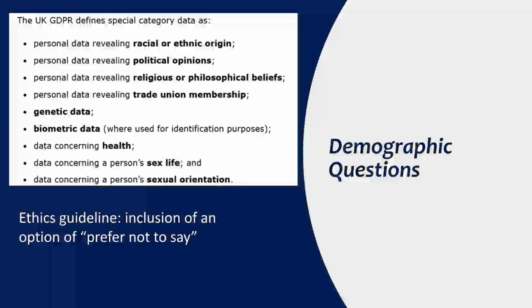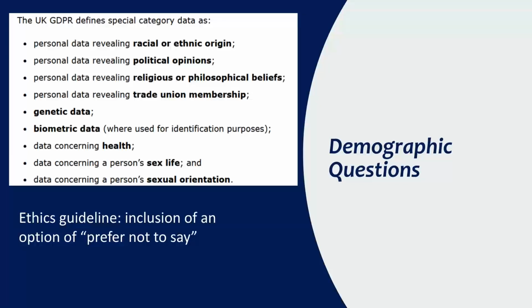We are going to finish with the final component of a questionnaire: demographic questions. In the demographic questions, we need to be careful about collecting special category data. Under the UK GDPR, certain types of personal data are classified as special category data because of their particularly sensitive nature and the heightened risk they carry for individuals if disclosed without consent. These categories are shown on the screen.